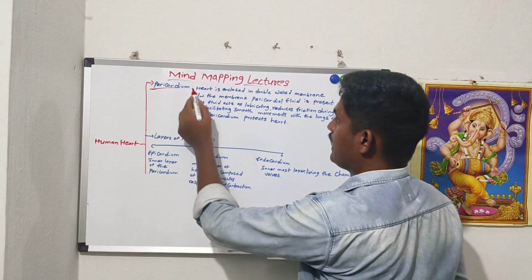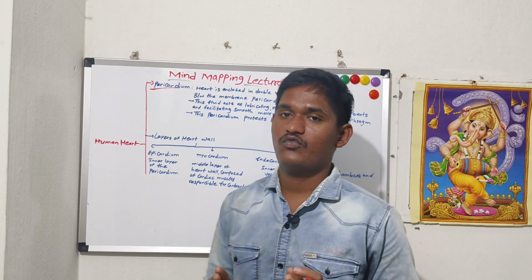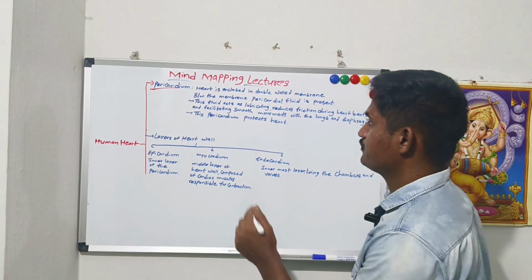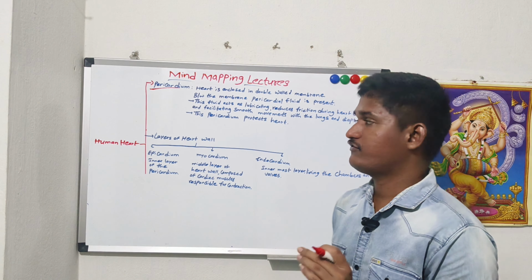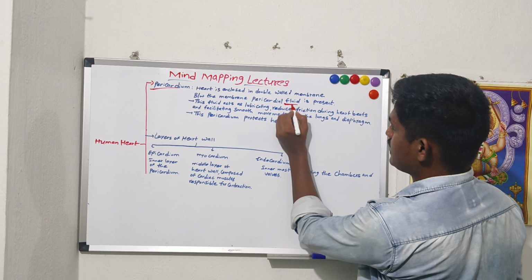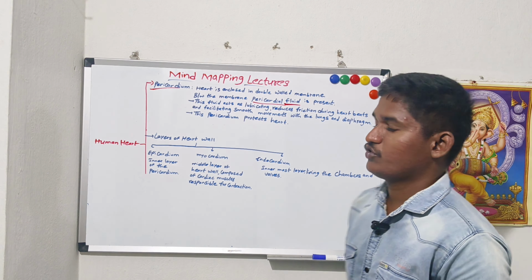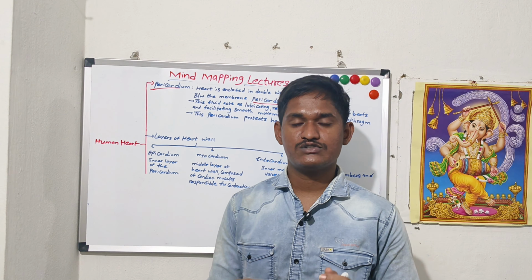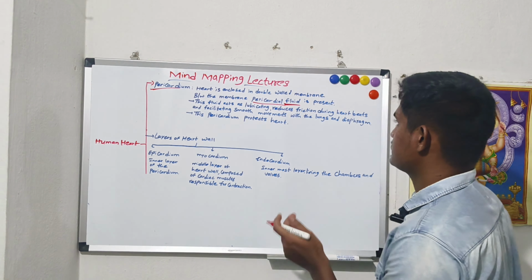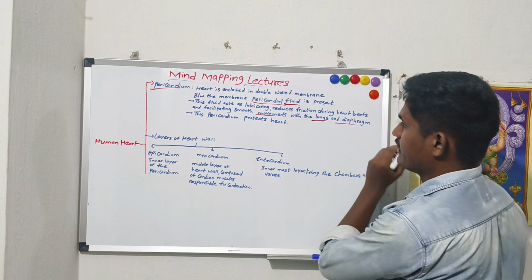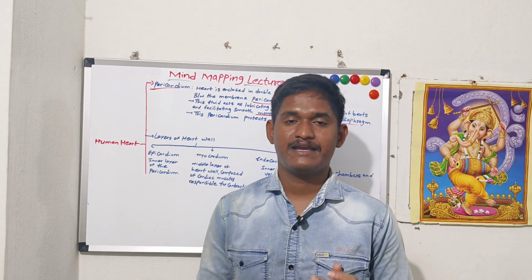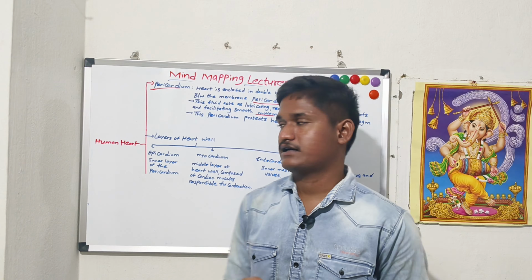Pericardium. Heart is enclosed in a double-walled membrane called pericardium. Between these two membranes there is a fluid called pericardial fluid. This fluid acts as a lubricant and reduces the friction while the heart is beating, facilitating the smooth movement with the lungs and diaphragm. This pericardium's main function is to protect the heart.